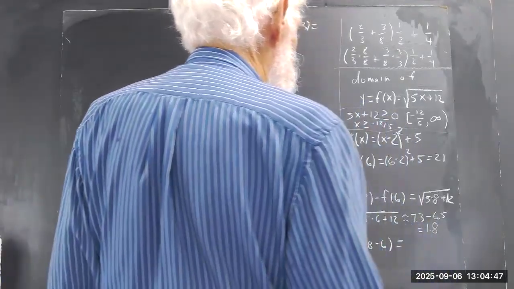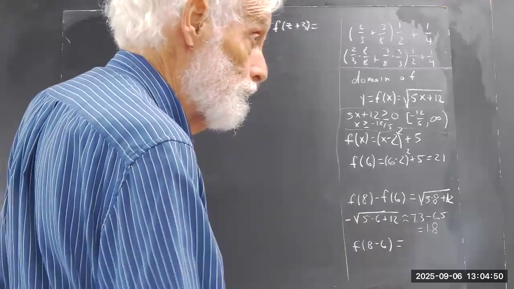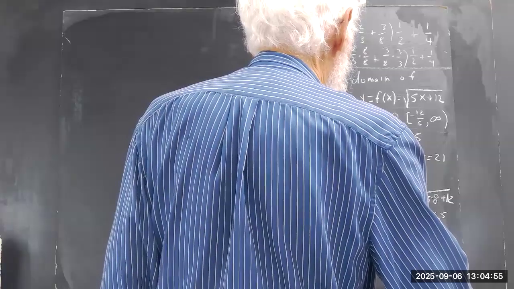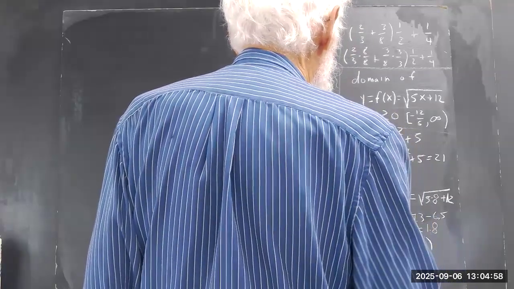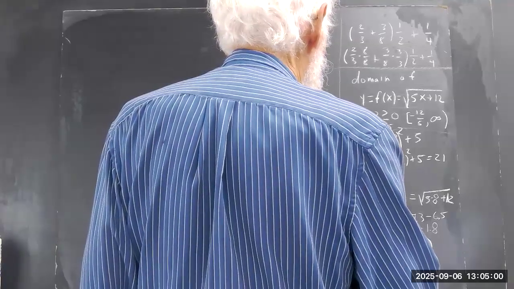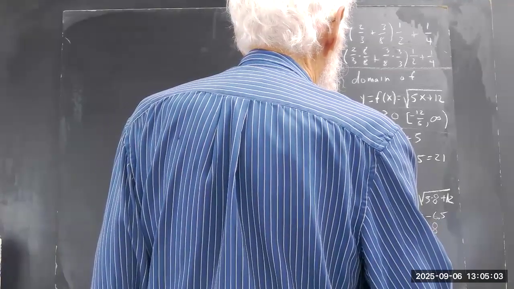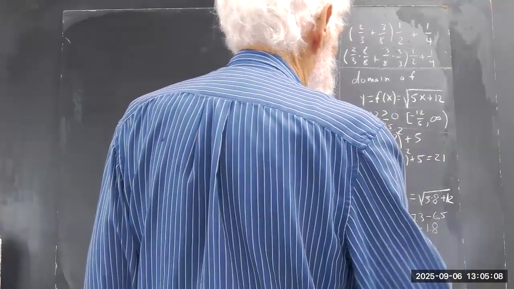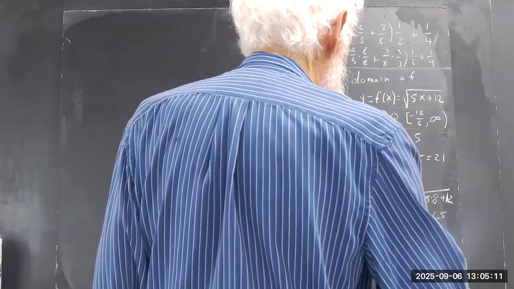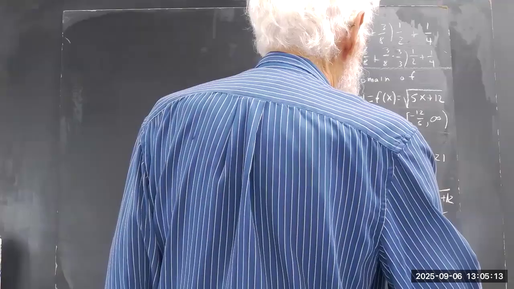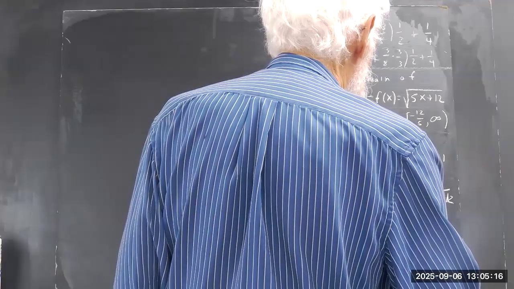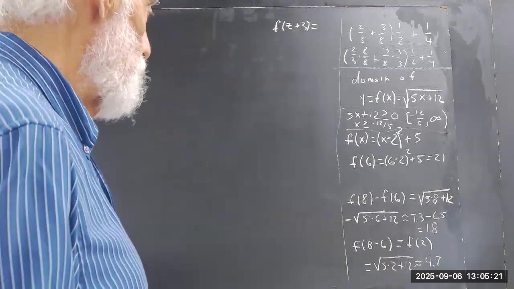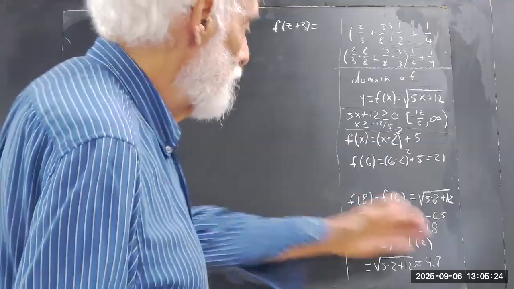f of 8 minus 6. That's not f of 8 minus f of 6. In the parentheses, you got 8 minus 6. That's f of 2, which equals square root of 5 times 2 plus 12. 5 times 2 is 10, 12 gives you 22, and the square root of 22 is about 4.7, I think. Okay. Then again, check my arithmetic. But this is how it's calculated.